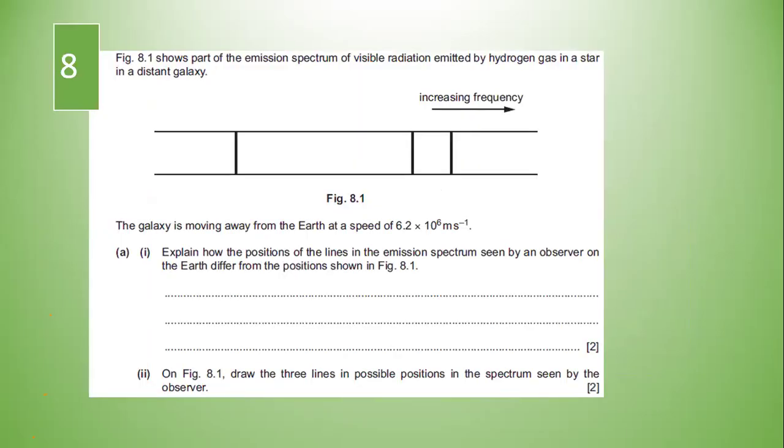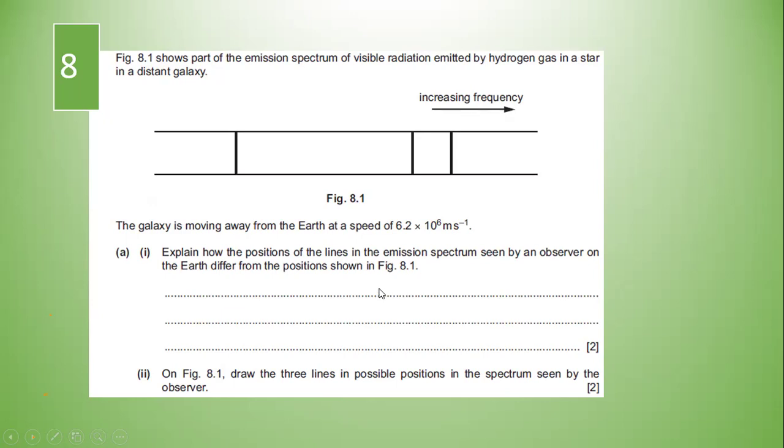Figure 8.1 shows part of an emission spectrum of visible radiation emitted by hydrogen gas in a star in a distant galaxy. The galaxy is moving away from the Earth at a speed of 6.2 times 10 to the power 6 metres per second. Explain how the positions of the lines in the emission spectrum seen by an observer on the Earth differ from the positions shown in figure 8.1.